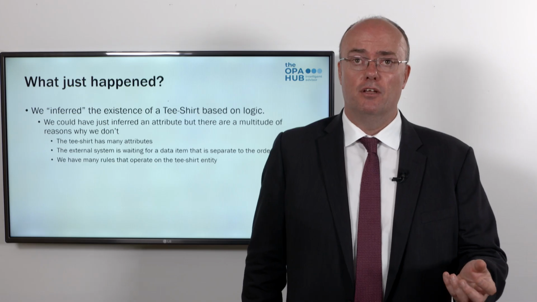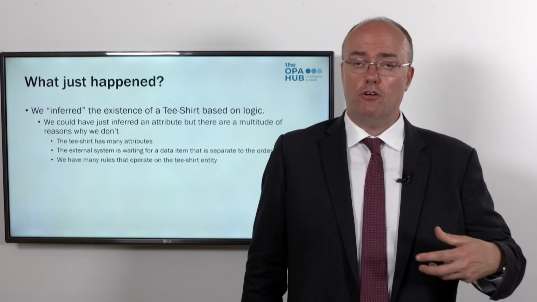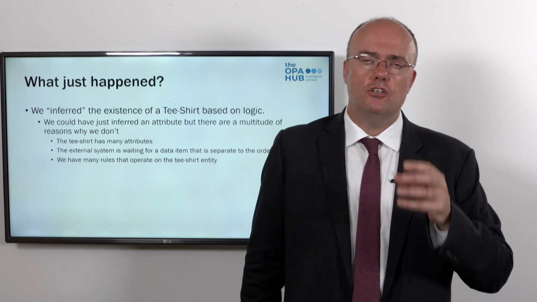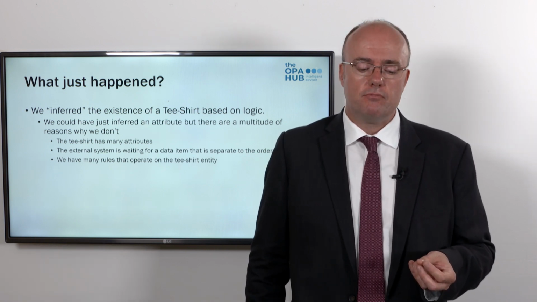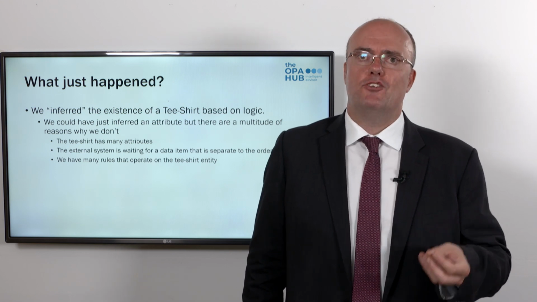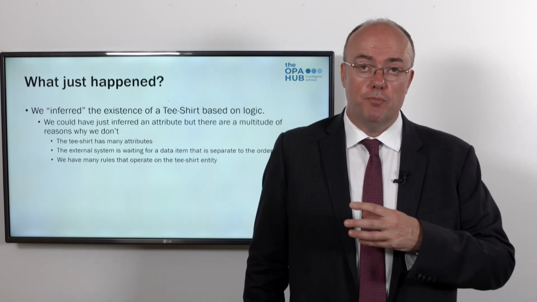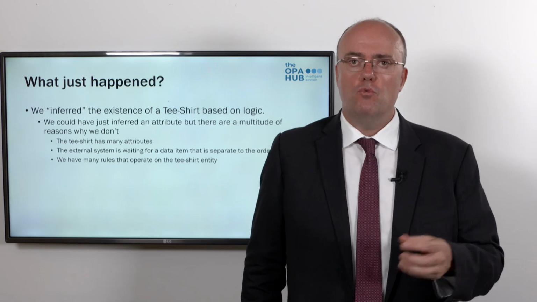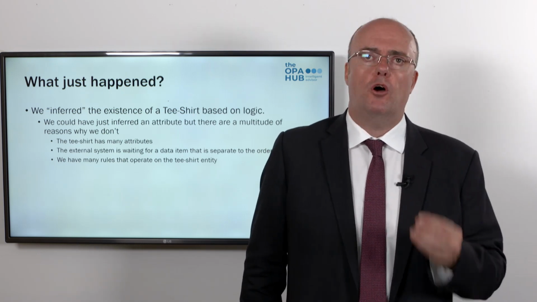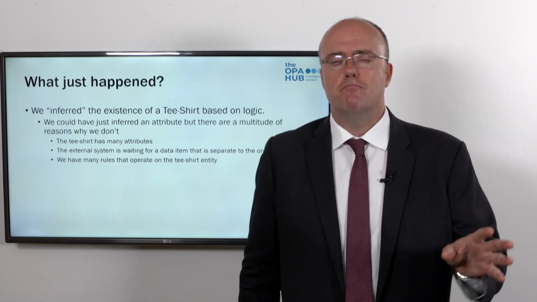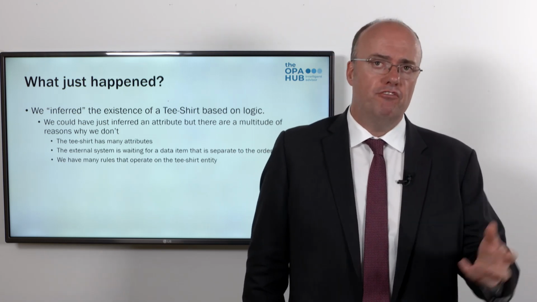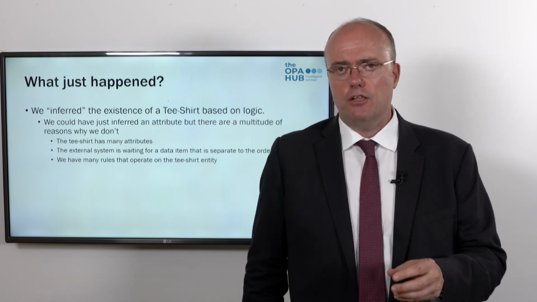What color do you want? Do you want the logo of your favorite soccer team on it? There's a whole bunch of extra attributes that may apply to this free gift. So maybe the external system is waiting for that to be completed. So we may have many rules that operate on the t-shirt. Once we've created the t-shirt, we can write as many logic rules as we want to infer new attributes, calculate values, whatever.